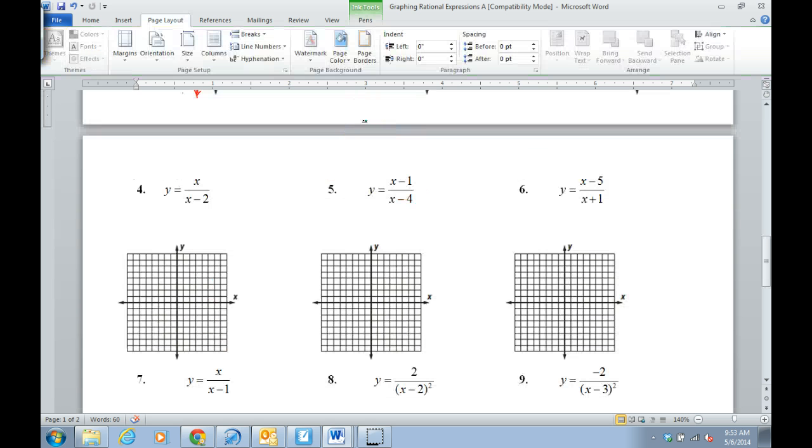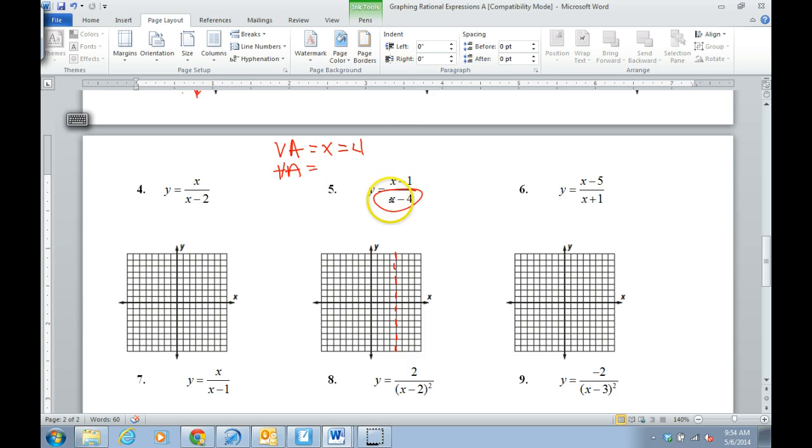Okay, so number 5. What is my vertical asymptote? Okay, so x equals 4, because I got that from this. All right, so at x equals 4, I'm going to put in an asymptote there. Okay, what is my horizontal asymptote?